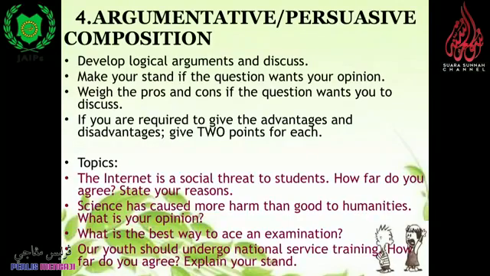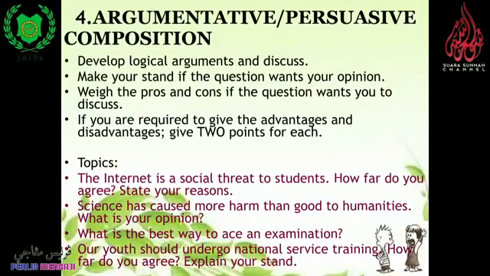First of all, you have to develop logical arguments and discuss. Make your stand if the question wants your opinion. Weigh the pros and cons if the question wants you to discuss. If you are required to give the advantages and disadvantages, give 2 points for each. Look at the topics. The internet is a social threat to students. How far do you agree? State your reasons. Okay, so you state your reasons, whether you agree.